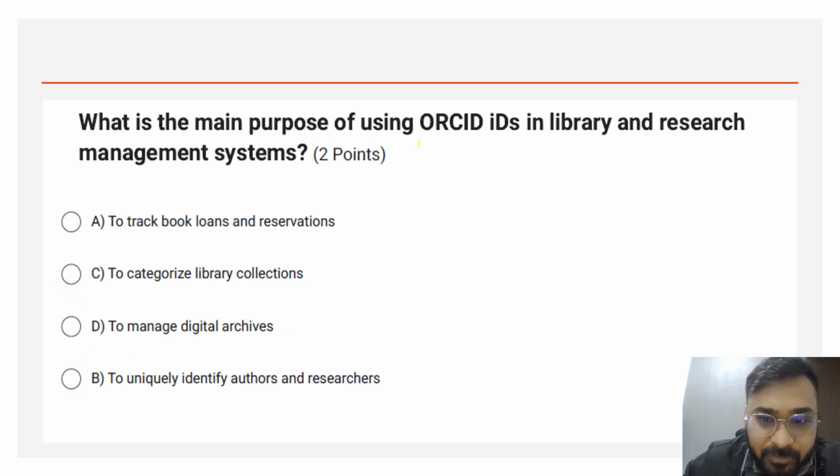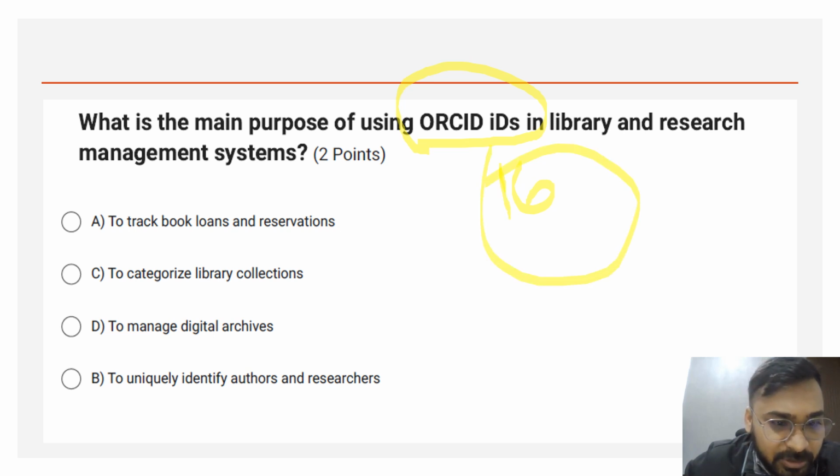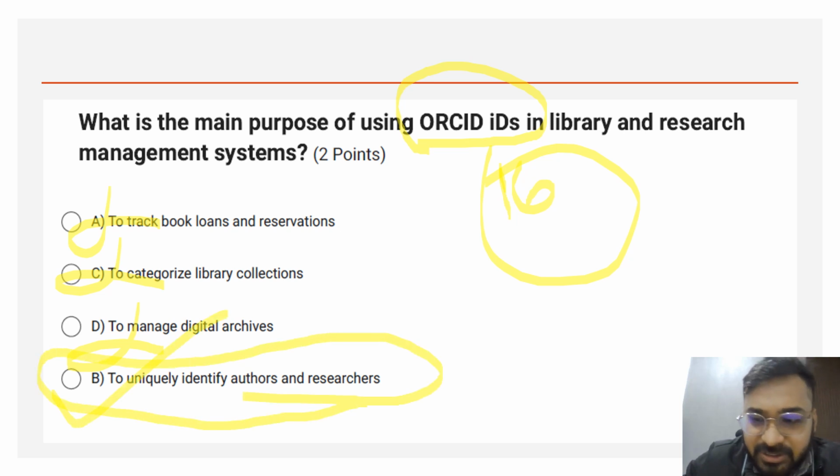What is the main purpose of ORCID? It is like an academic Aadhaar, a kind of 16 digit ID, an academic Aadhaar card for all the researchers. So in library and research management systems: track books, no. To categorize library collection, no. To manage the digital archive, no. To uniquely identify authors and researchers. It is to uniquely identify, because with my name Snehajish Pal there could be somebody else. Even the same name of my father could be possible, but this ID is very unique, it is particularly created for an individual, so that the individual can be traceable.